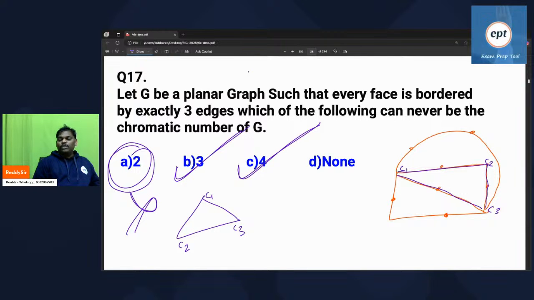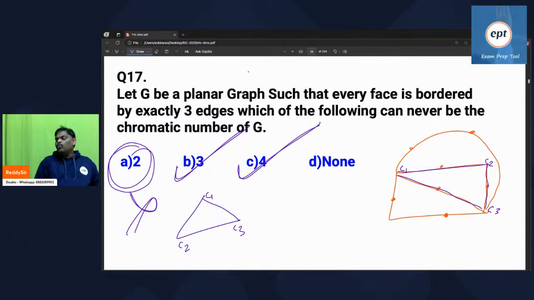Minimum 3. I cannot say 3, minimum 3, because I don't know the graph. I don't know how many vertices there are, and I don't know how many edges there are. I can say the degree of every region is 3, which means every region needs a minimum of 3 colors to be colored.